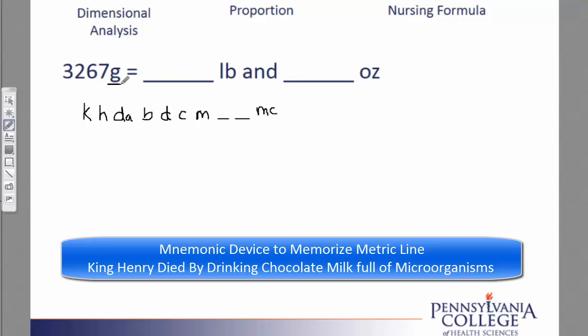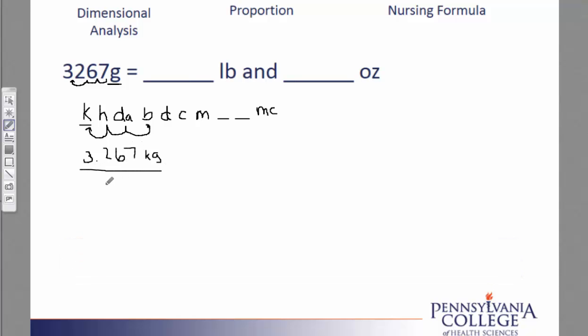The grams is a base unit here in the center of the metric line. My goal is to go to kilograms because I know a conversion from kilograms to pounds. So I'll need to move my decimal 1, 2, 3 places. In the number given, the decimal is at the end of the number, and moving 3 places in the same direction as on my metric line gives me a value of 3.267 kilograms. In a proportion, I'll put that over X with the label that I'd like to convert it to, and my first conversion is to pounds.